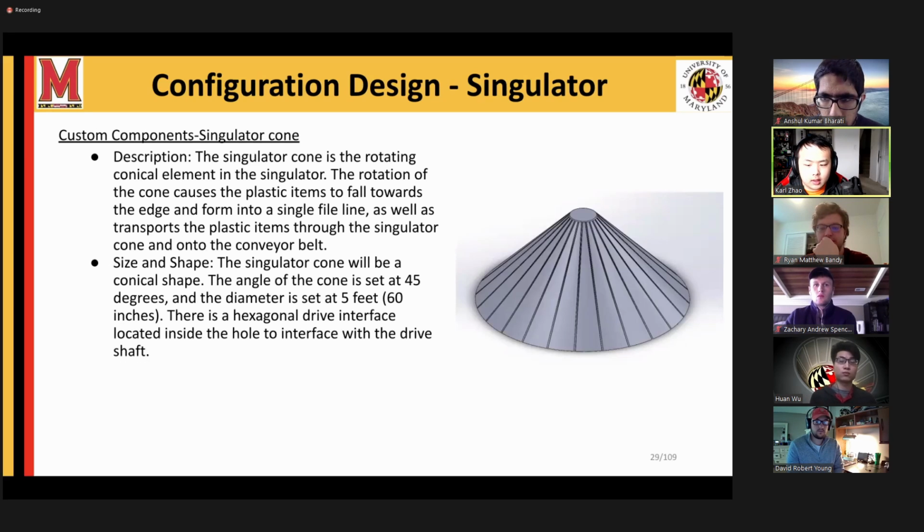The first custom design component is the singulator cone. This is the rotating element in the design.